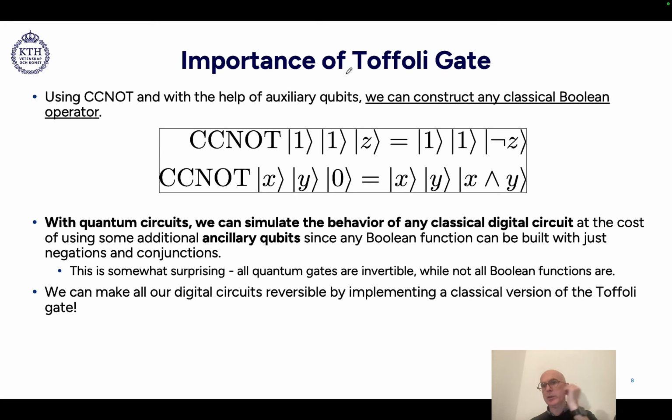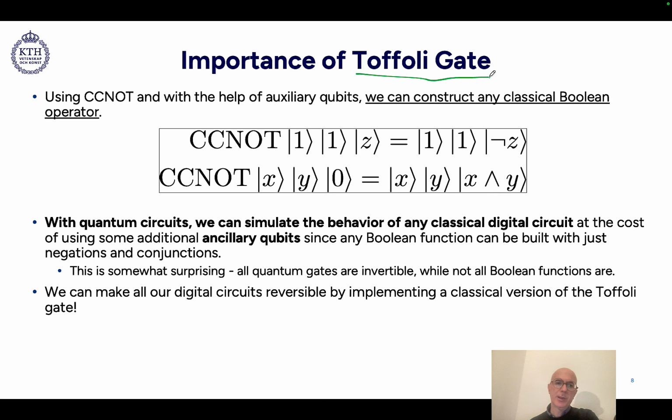The Toffoli gate is particularly important because by using it and by using an auxiliary qubit or bit, we can construct any classical Boolean operator. So we have AND, or we can implement any of these classical gates, implementing a Boolean logic by using a Toffoli gate.